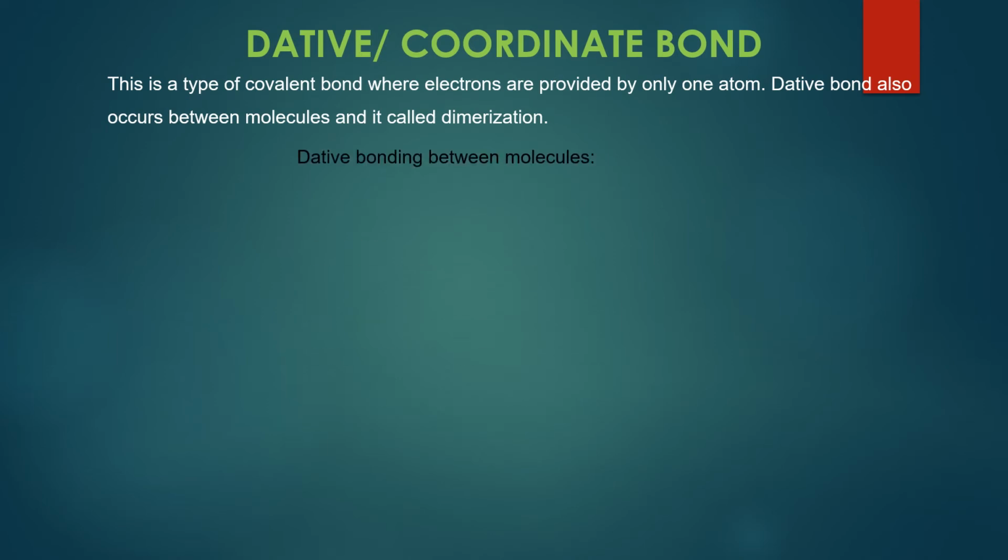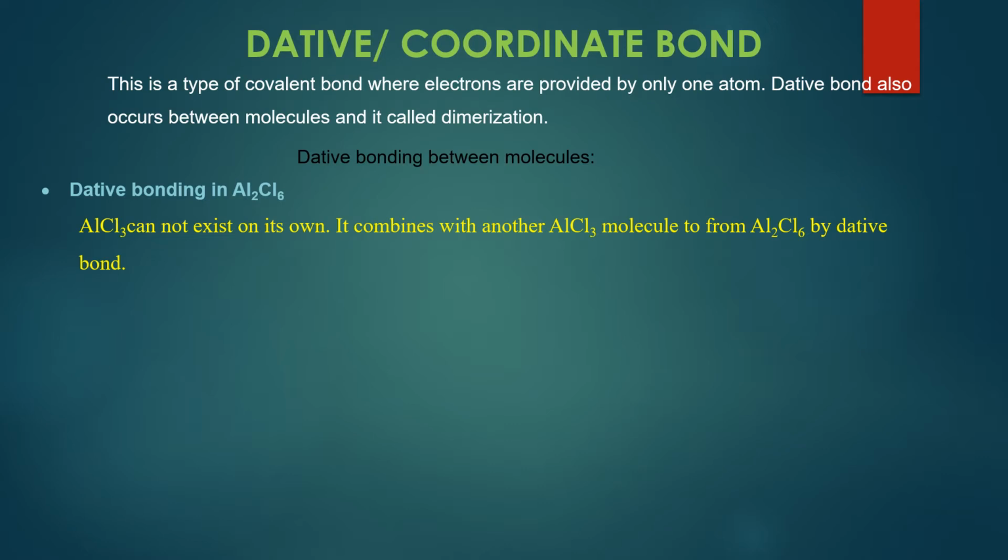We are going to be studying two examples. Number one, dative bonding between aluminum trichloride molecules. Aluminum trichloride is an octet deficient molecule. The reason is, if you look at the configuration of aluminium in this electron dot diagram, you will notice that aluminium has only 6 electrons around it instead of 8. So that makes aluminium an octet deficient atom.